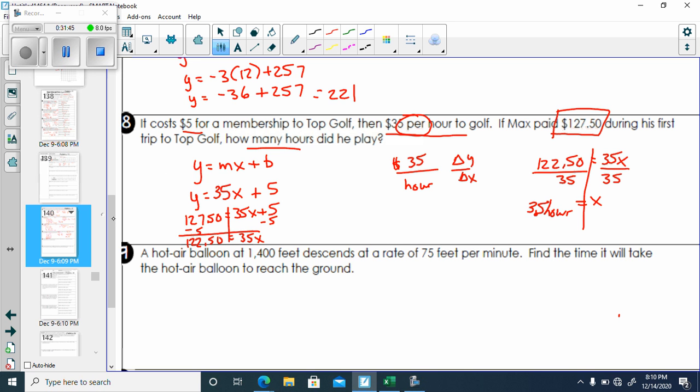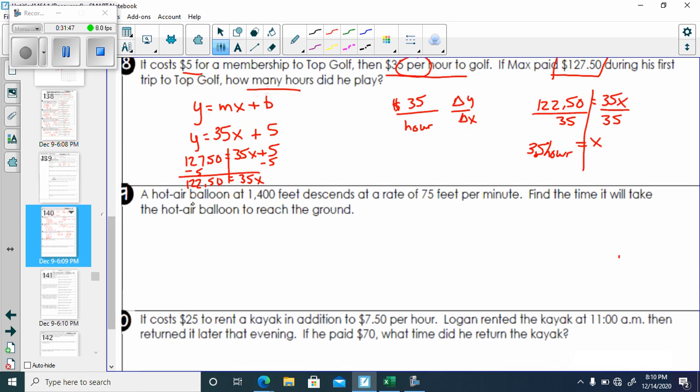Okay. And then number 9, a hot air balloon at 1,400 feet descends. That means it goes down. The hot air balloon, and here's the ground, and it's going down. Okay. It's up at 1,400 feet, right? Okay, it's going down at a rate of 75 feet per minute. Per tells you that you have got a rate. Find the time it will take for it to reach the ground.